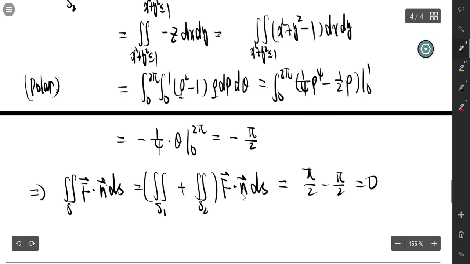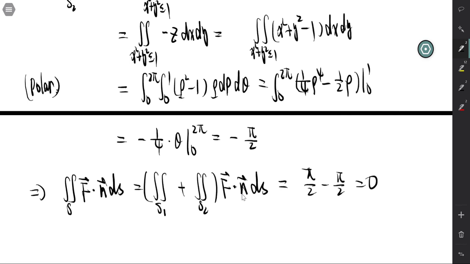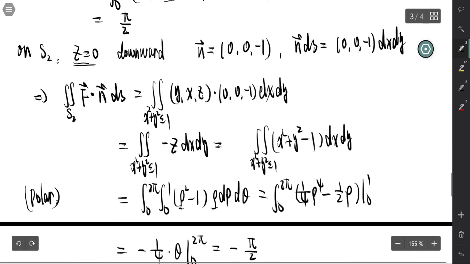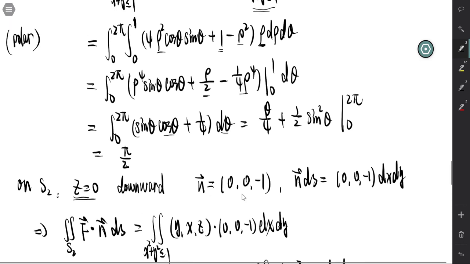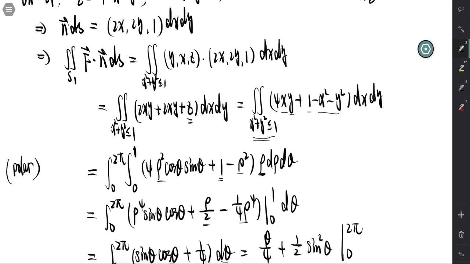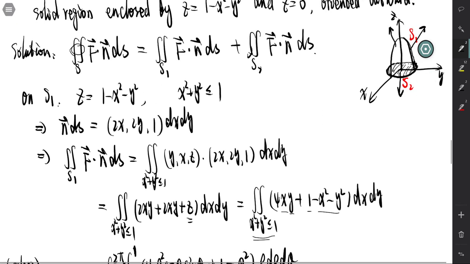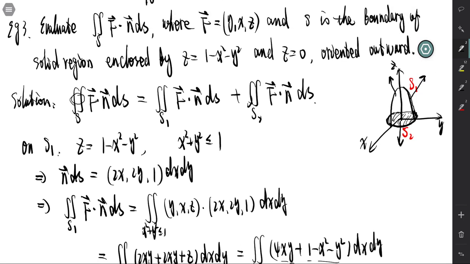That is the example for the closed surface. We have to divide the whole surface into several parts, evaluate the surface integral on every part, and add together.